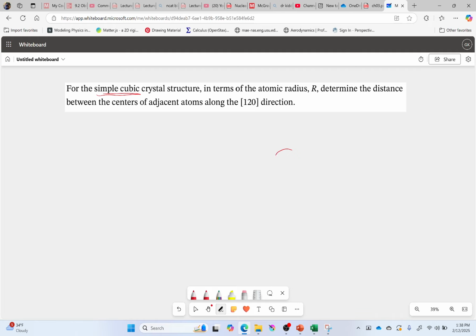Now, if you don't know what a simple cubic is, it simply means that atoms touch along the edges of my unit cell. So my box is perfectly touching all the centers of my atoms.